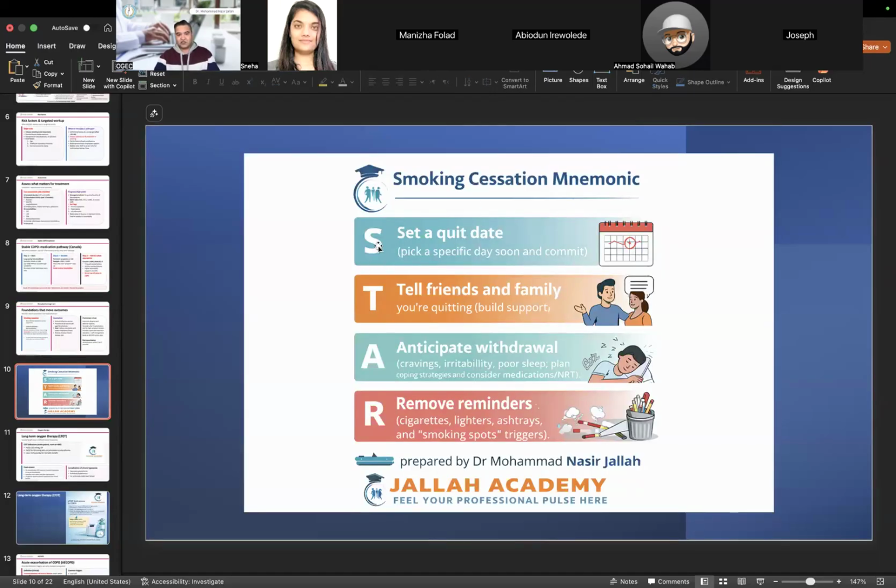Now, for smoking cessation, there is a mnemonic called STAR, S-T-A-R. S: set a quit date. You have to choose a date for yourself, like this is the date that I'm going to stop. It doesn't have to be right now. Before you do it, you have to plan it, and you can plan it with your family doctor. If you're a family doctor, then you have to consult with your patient and plan it.